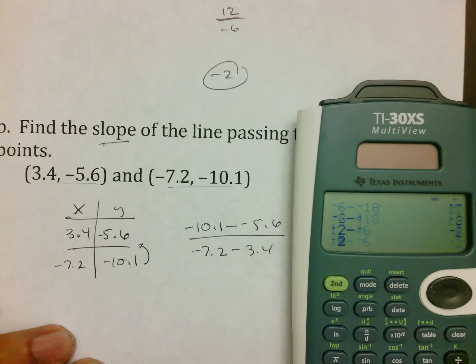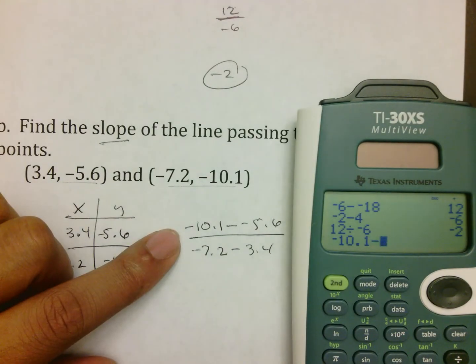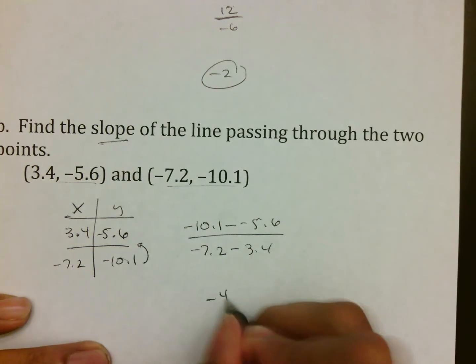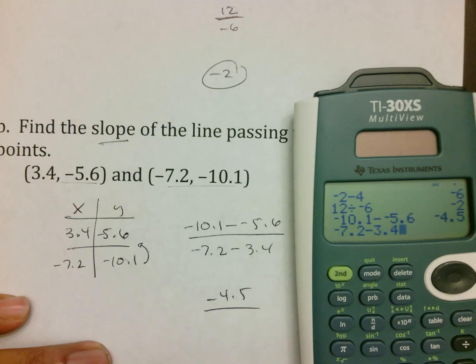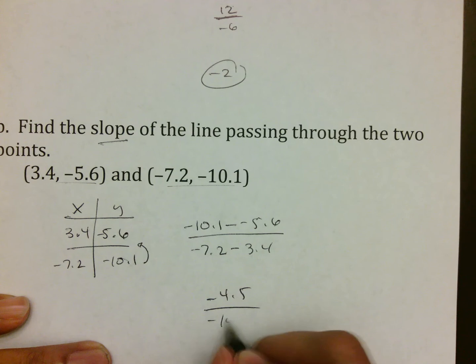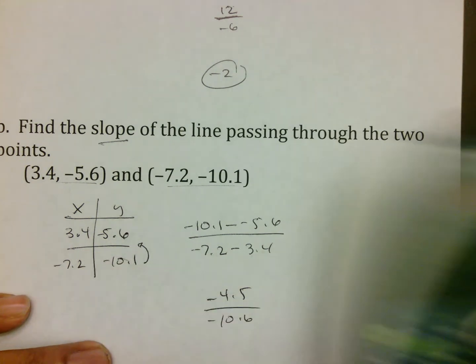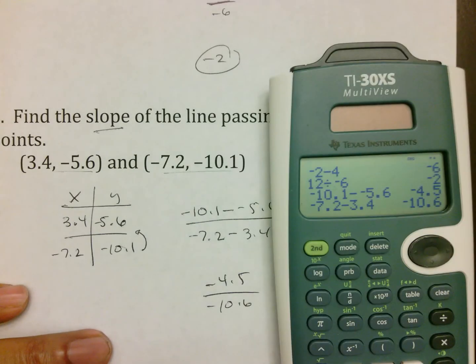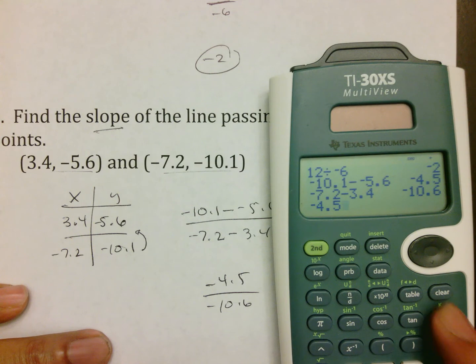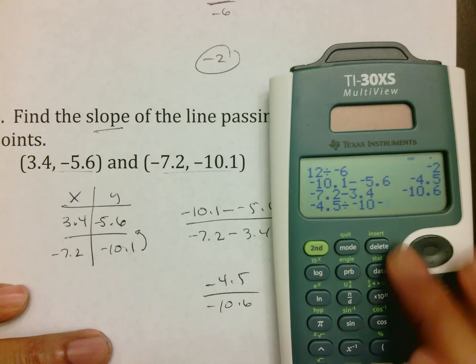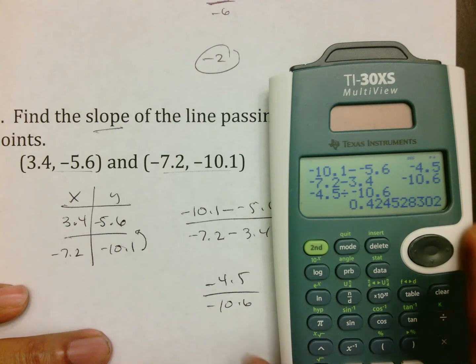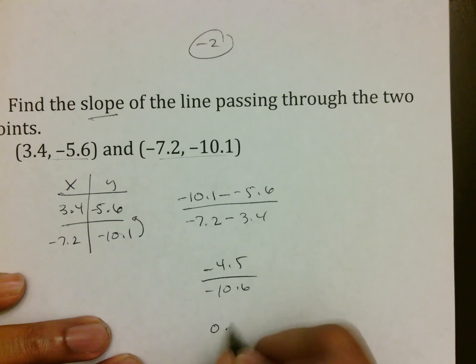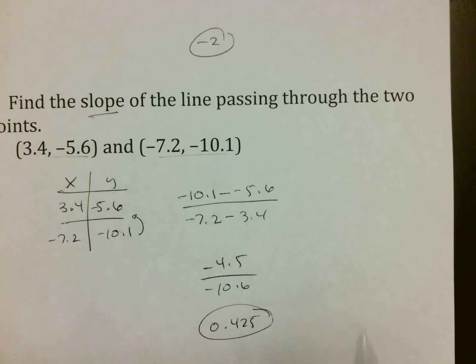Again, now here's important where you got to make sure you know what you're doing and make sure you're not making a mistake. Type it in carefully. -10.1 minus -5.6, which is -4.5. -7.2 minus 3.4, which is -10.6. And because this problem has decimals in it, this is where we actually will leave it in decimal form. So we will see -4.5 divided by -10.6, which is, again, go 3 decimal places, so 0.425 is how that would cut off. And that would be my slope.